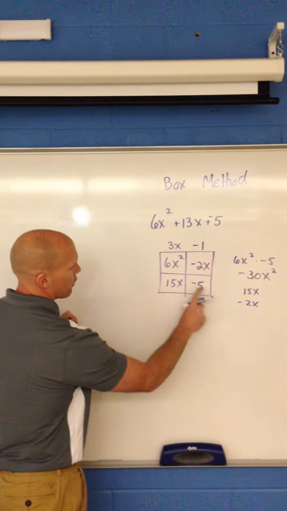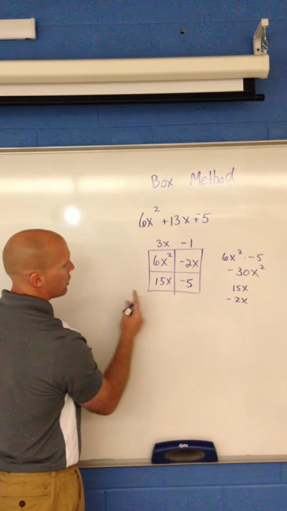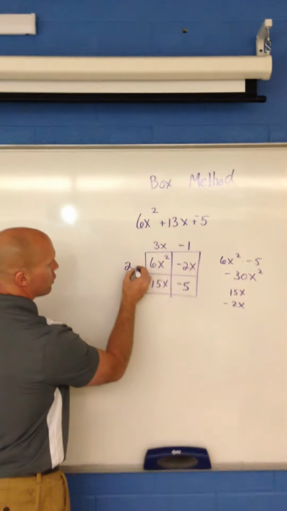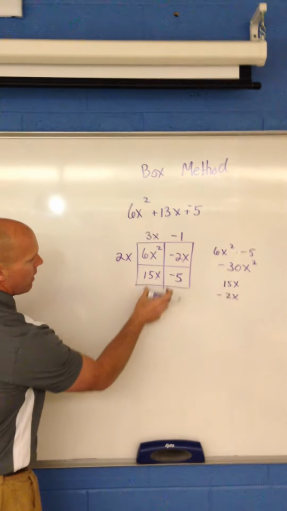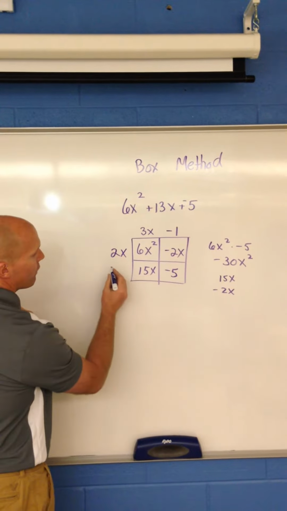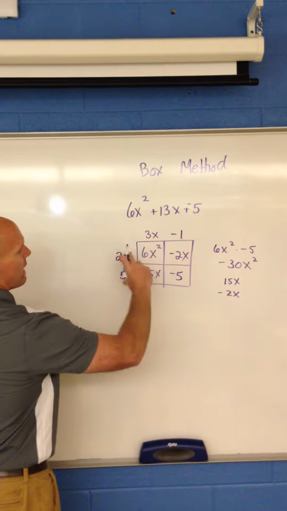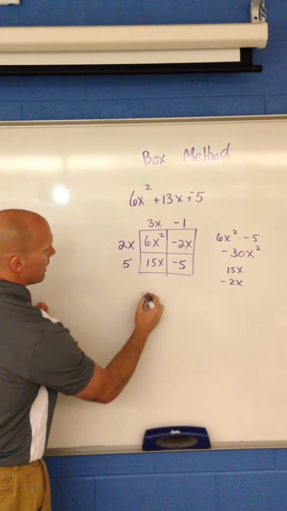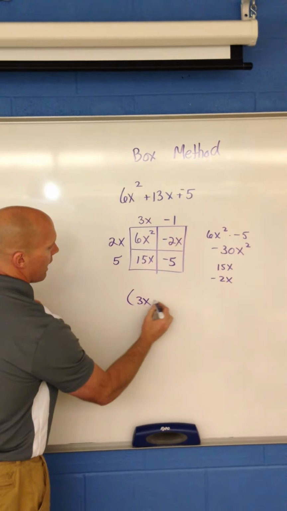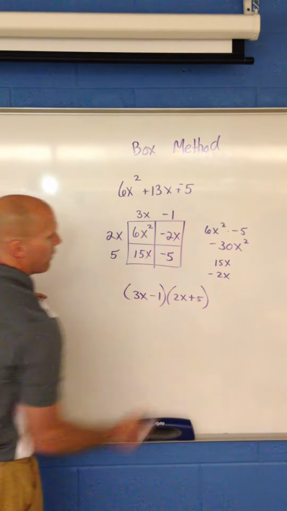And again, I'm going to factor going across this way. So I'm going to look at the factors of 6x squared and negative 2x, and I'm going to factor out a 2x because that's the GCF. And I look at 15x and negative 5, and again, I'm going to factor out the GCF, and that again would be the value of 5. Well, now I have a binomial here, and so now I can write this binomial as 3x minus 1 and 2x plus 5. I feel that's my answer.